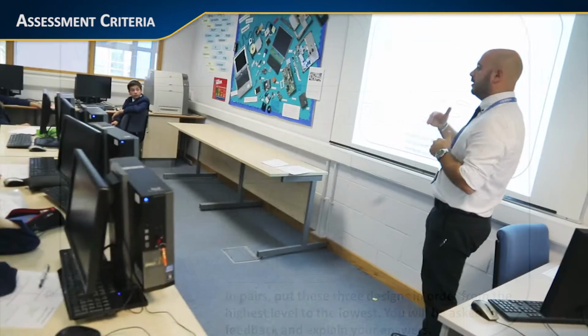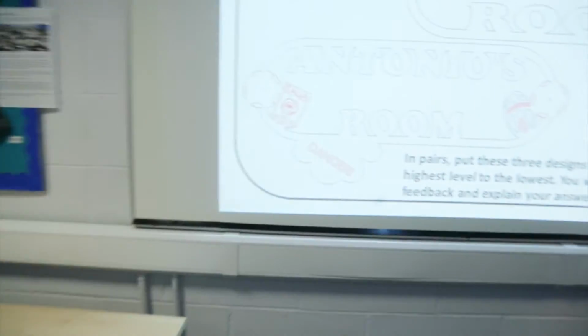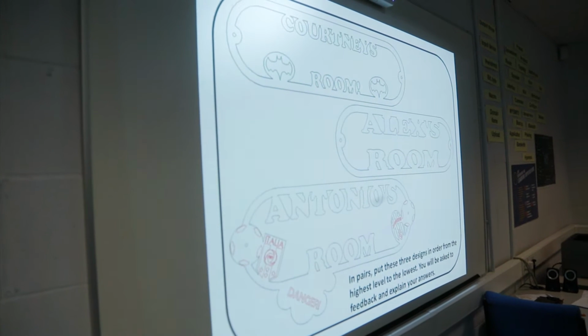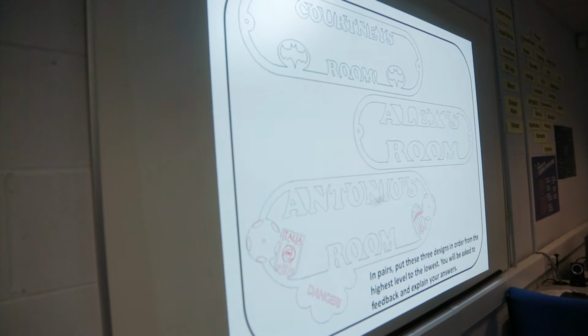So look at the 3 examples on the board, and I want you to discuss which of these would be what you would imagine as the highest level, which would be the lowest level, and which would be the middle. So in other words, which one shows the most skills, which one shows the least skills, and identify what those skills are.